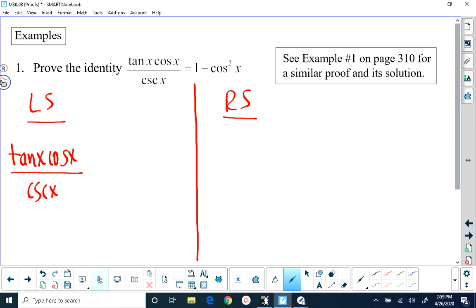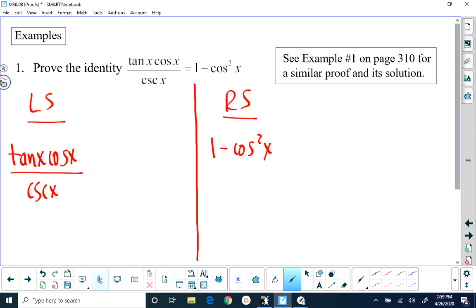Then in another column, you're going to write what the right-hand side is equal to, which is 1 minus cosine squared of x. And you're going to leave a bit of room in each column to write down a few things. Now, what does it mean to say we're going to prove this? We have to demonstrate that tan of x times cos of x over cosecant of x and that 1 minus cos squared of x are the same.